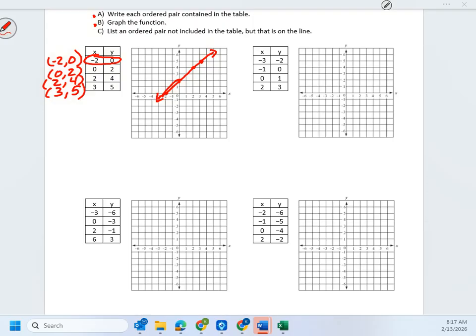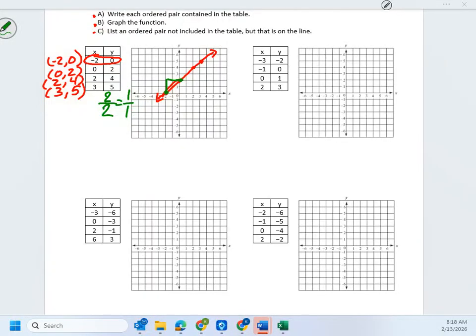So that's B. Now C says list an ordered pair not included in the table, but that is on the line. So what you're going to want to do is find the slope of our line and continue it on. So I can look here, I have a point here and a point here. My slope goes up 2, so my rise is 2, and my run is 2. I'm going to simplify that down. My slope is 1/1, right?